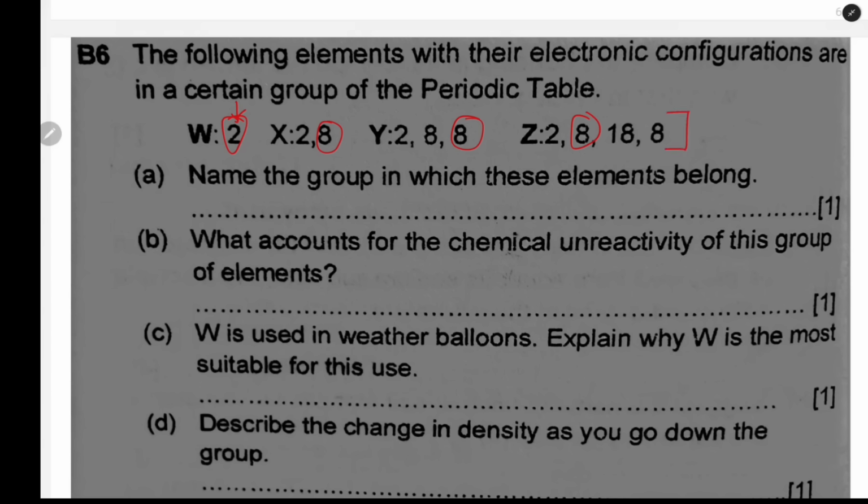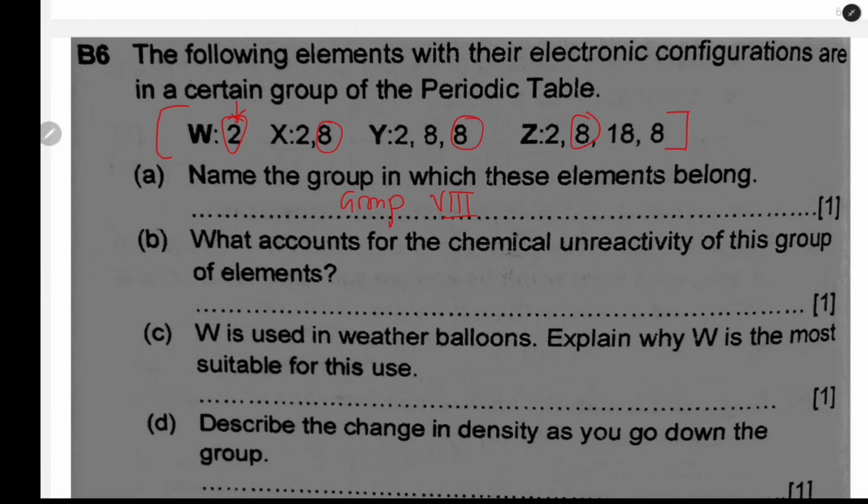And the group 8 elements have a special name. They are called noble gases, inert gases, or zero group. So the first question here, name the group in which these elements belong. So these belong to group 8. Okay, group 8 written as this.